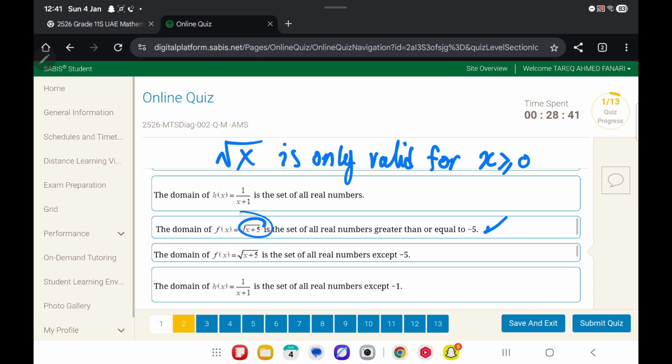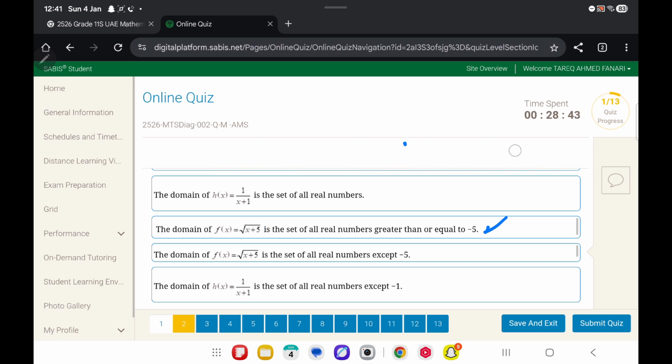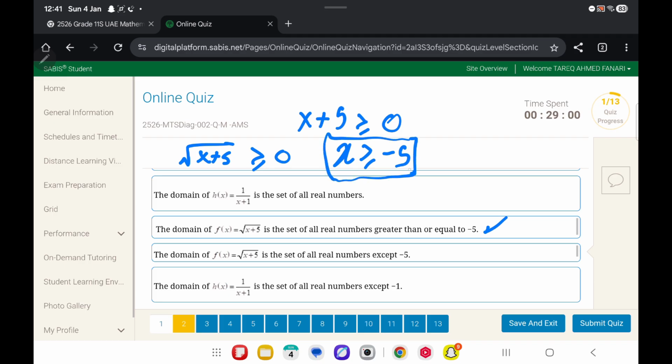So, you can apply the concept to this. Radical x plus 5. Now, this has to be greater than or equal to 0, because otherwise you have an undefined value. That means x plus 5 must be greater than or equal to 0, so x must be greater than or equal to negative 5 for any real number that satisfies this inequality. Which is what this is telling me: the set of all real numbers greater than or equal to -5.